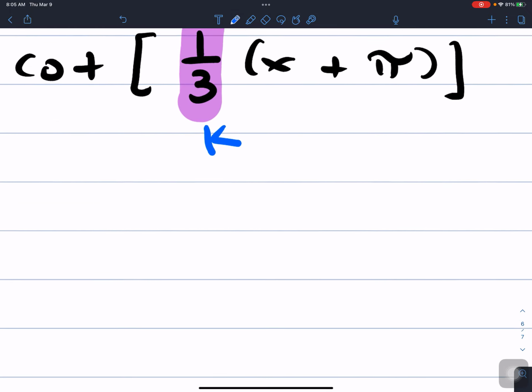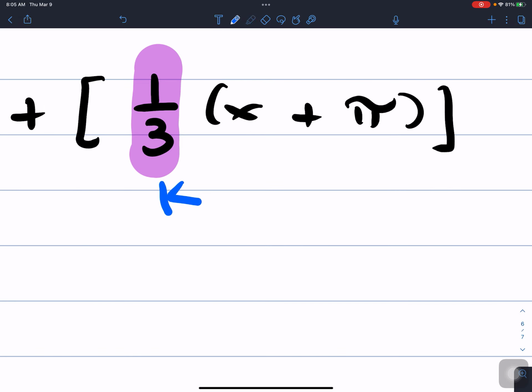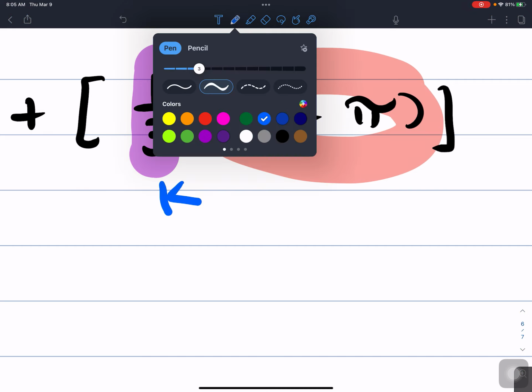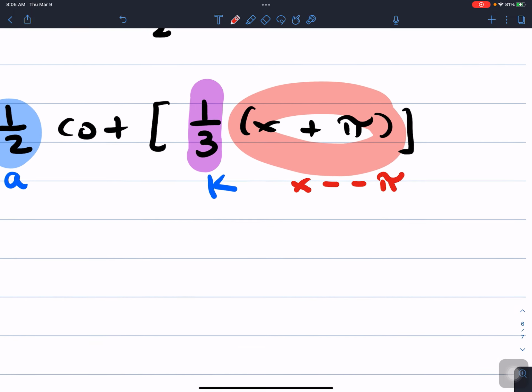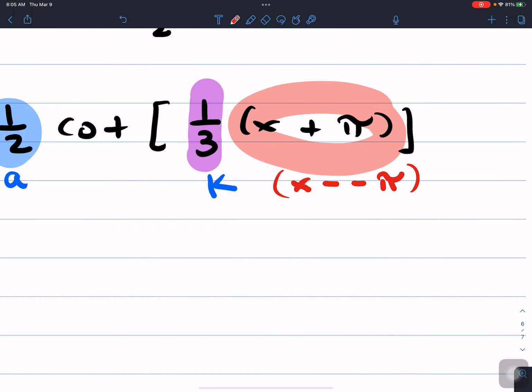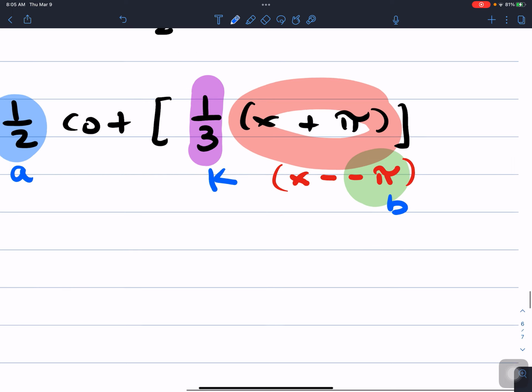And then, oh yeah, what's the deal here? Do you guys remember? Yeah, you see that? I have to write it as x minus a minus pi. So by doing that, I can identify my phase shift. What's the phase shift, ladies and gentlemen? Negative pi. Is that true? Okay. All right.